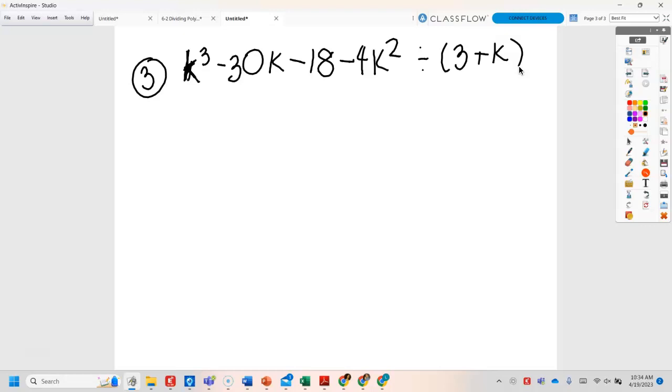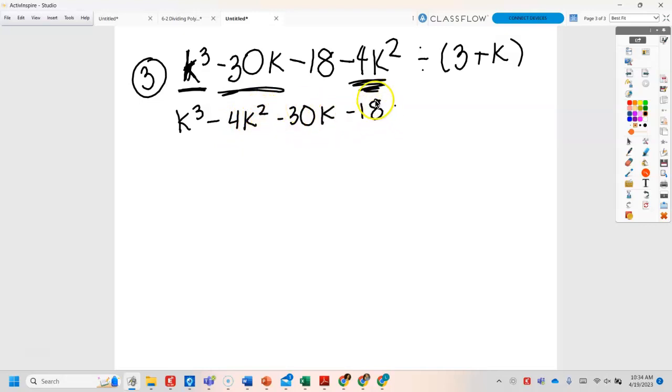All right, so what is goofy about that problem? It's not in descending degree. So they set you up to make a mistake, right? Because they have k cubed here, and then they go to k, but k squared's hanging out over there. So we have to set the problem up so that the degrees go down. So it's really k cubed minus 4k squared minus 30k minus 18.